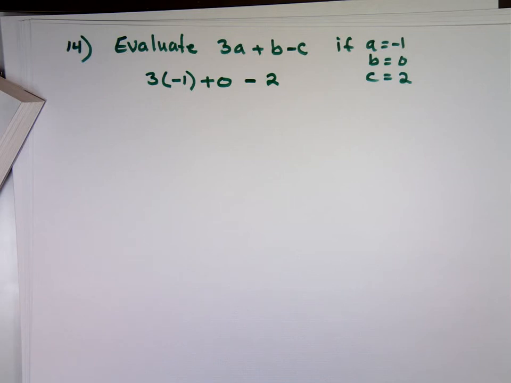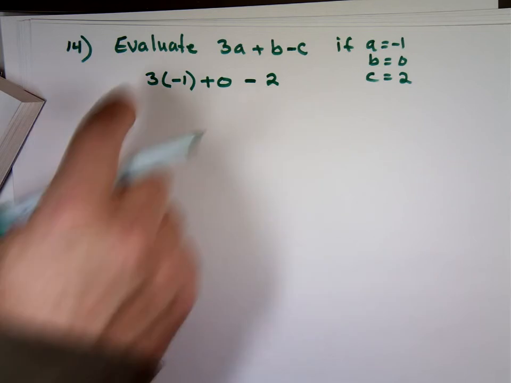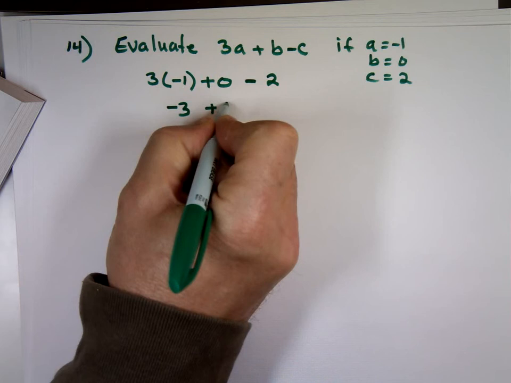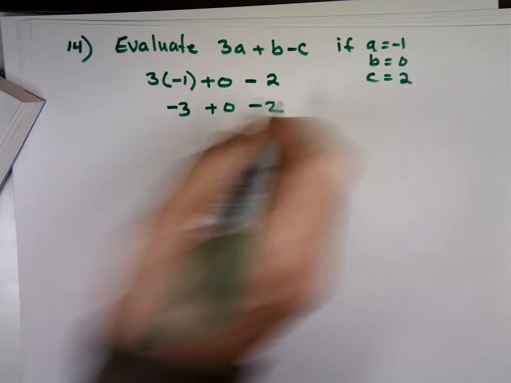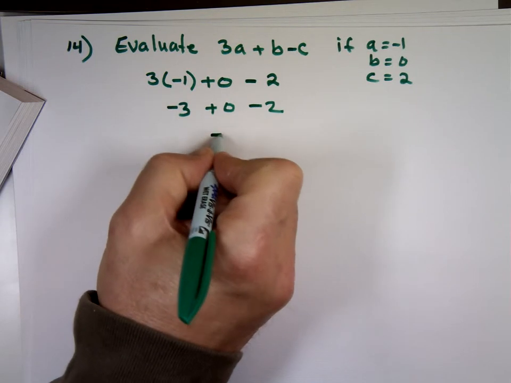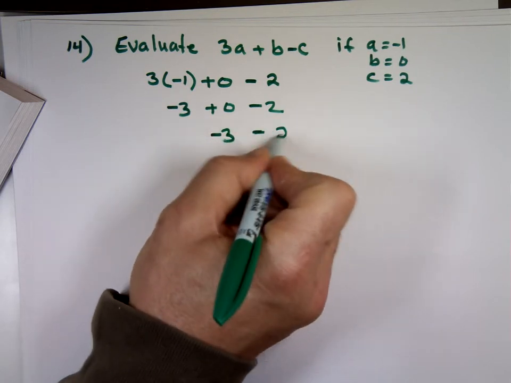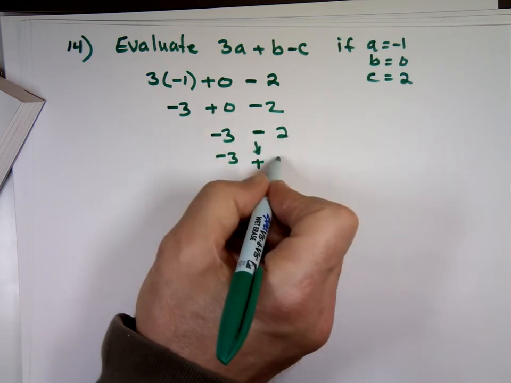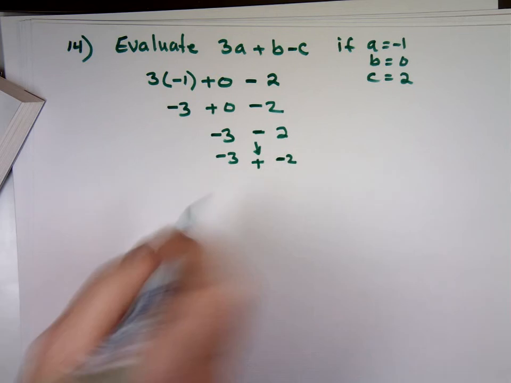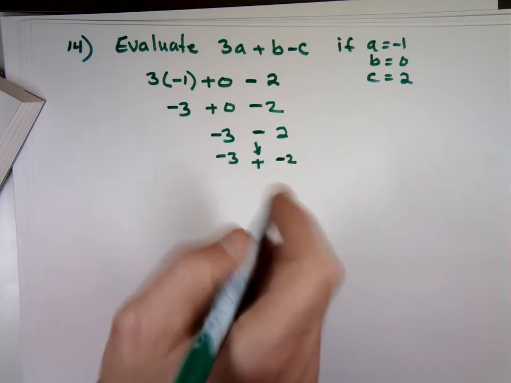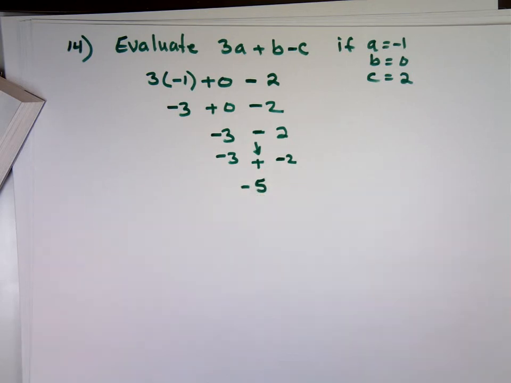And we're supposed to do the order of operations. Do the multiplication first. What's 3 times the negative 1? Negative 3 plus 0 minus the 2. What's negative 3 plus 0? Negative 3 minus 2. If you remember subtraction, you can make that addition and change that to negative 2. What's negative 3 plus negative 2? They have the same sign. We add them and keep the sign. Negative 5.